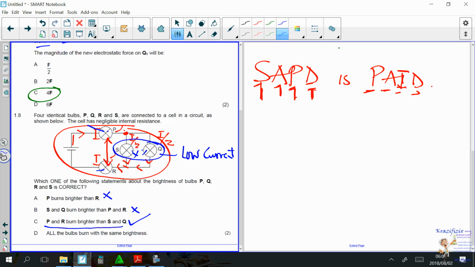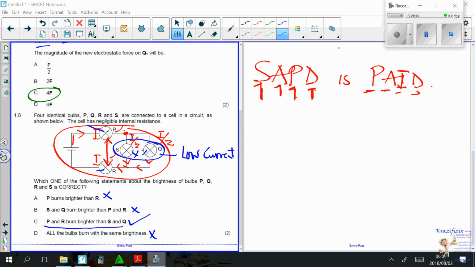All the bulbs will burn. No, they cannot, because they have different current flowing through them. All right, correct option is what? C.